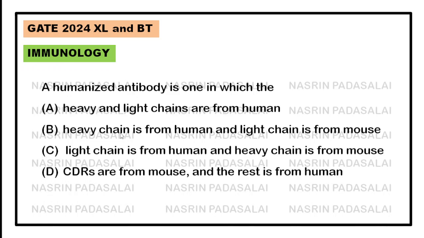Next, humanized antibodies are ones in which the CDR is taken from mouse. CDR, the full form is complementary determining region, in other words it is called the hypervariable region. Those regions are taken from mouse and inserted into the remaining portion of the human antibody. So CDR from mouse and the rest is taken from human. There is a difference between humanized antibody and chimeric antibody, so you should not confuse humanized antibody with chimeric antibody. CDRs are taken from mouse and spliced into the constant region of the human antibody.